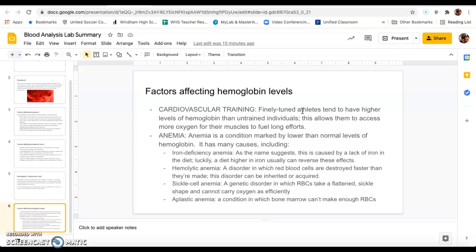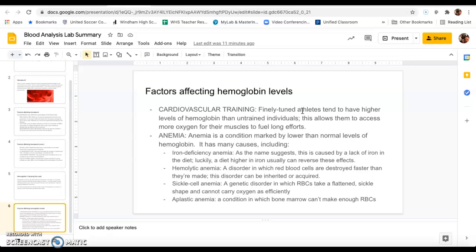Sickle cell anemia is one that you may have heard of. It is a genetic disorder passed on by your parents in which red blood cells, instead of being the nice fluffy donuts that they normally are that carry oxygen very well, take this sort of flattened, sickle shape, almost like a flat frisbee. And this shape increases the possibility of clotting, and it decreases the ability of these cells to carry oxygen. So it can be very, very dangerous and difficult to manage.